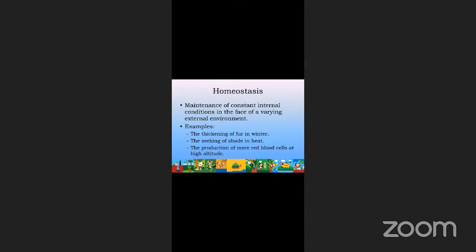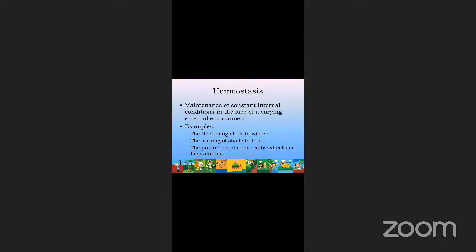So here we have some examples. One is thickening fur in winter. During the winter season, it will be very cold outside. In that environment, the fur or skin has to get thickened in animals so that it can sustain heat within the body. Another is seeking shade in heat. During summer, the animal has to go into the shade and survive.